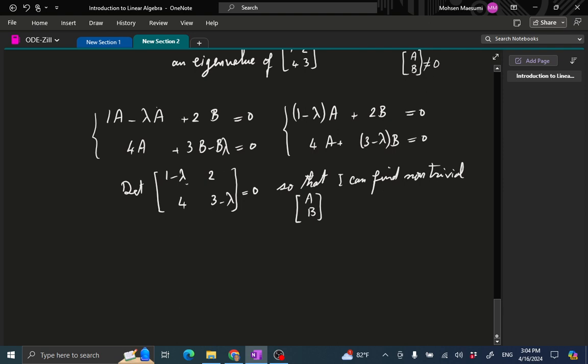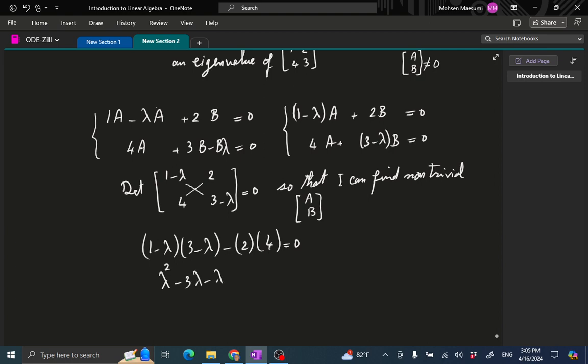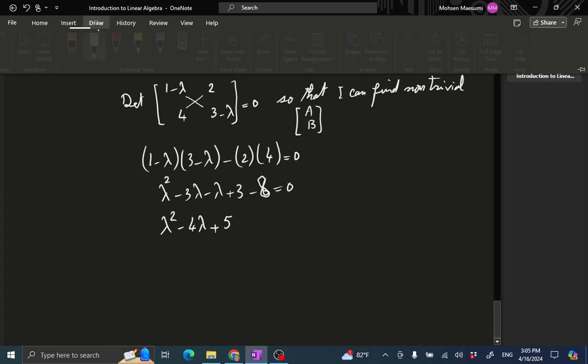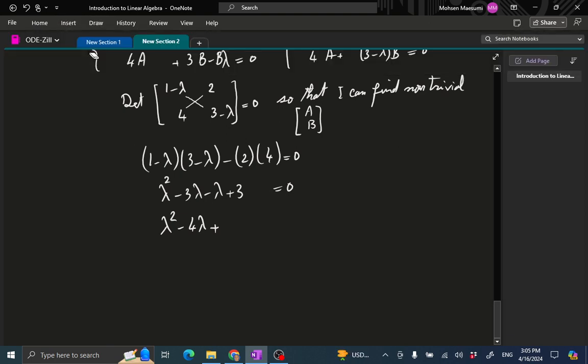Well, what was the determinant? Take these two, take those two, and multiply them. So I get (1 minus lambda) times (3 minus lambda), minus 2 times 4, equal to 0. That is the determinant of that matrix. Well, that's a simple equation. Let's multiply: lambda squared minus 3 lambda minus lambda plus 3 minus 8 is equal to 0. Excuse me, of course, minus 2 times 4 is 8. So lambda squared minus 4 lambda plus 3 minus 8 is minus 5. Sorry, let me correct these things.